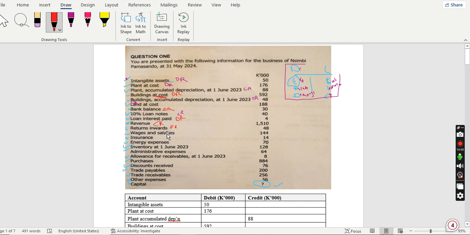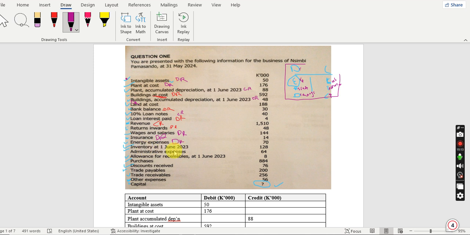Wages and salaries. Debit. Yes. Debit. It's an expense, yes. Insurance. Debit. Debit, yes. It's an expense. Okay, energy expenses, self-explanatory, right, colleagues? With debit, right? Expenses, debit.